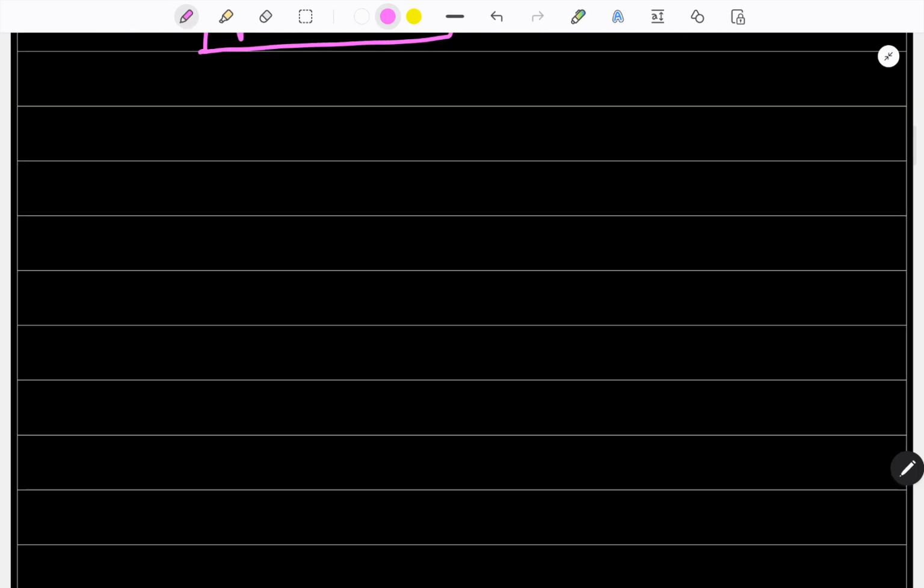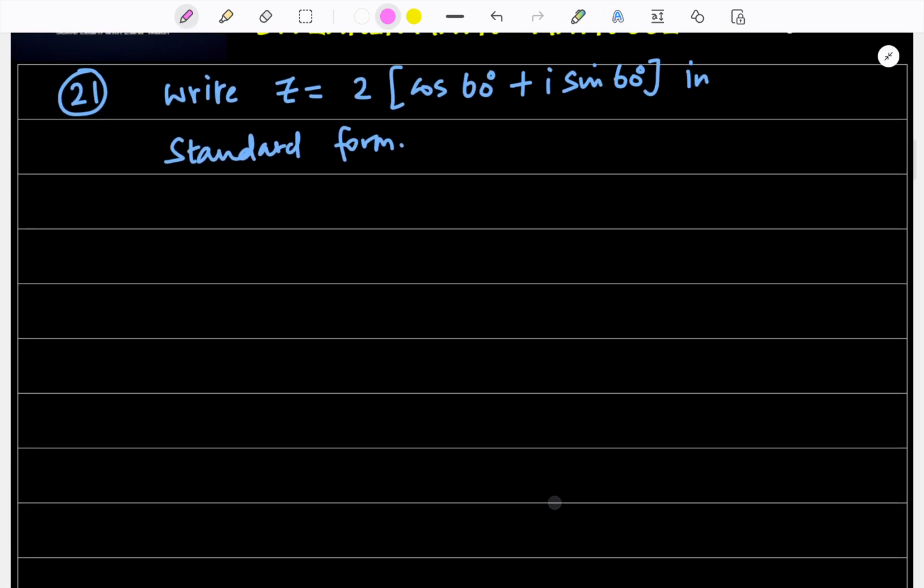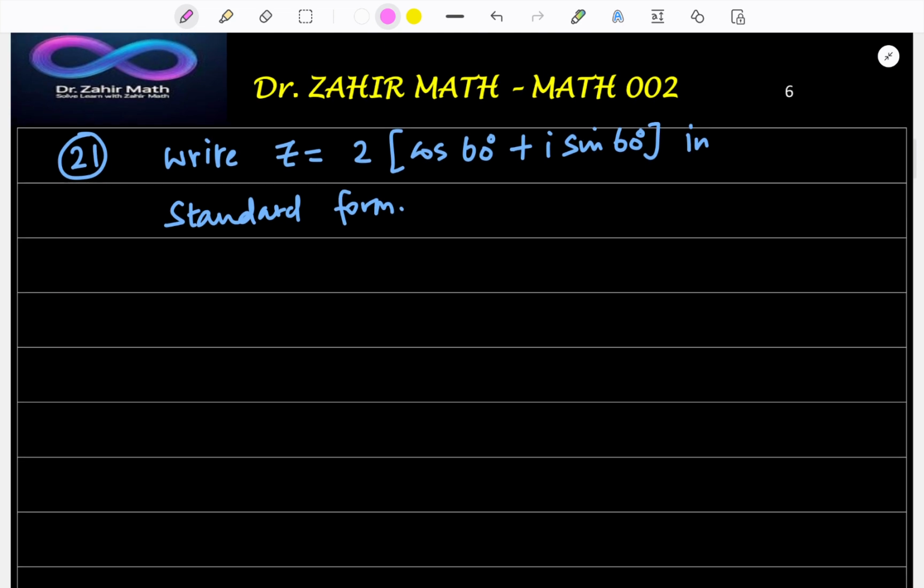Let me go to the next question. The next question also they are going to write in standard form, which is given as z is equal to 2 times cos 60 plus i sin 60. Now keep in your mind, this is in degrees. So in the calculator, please change your mode to degree mode, because right now we are working in radian mode.